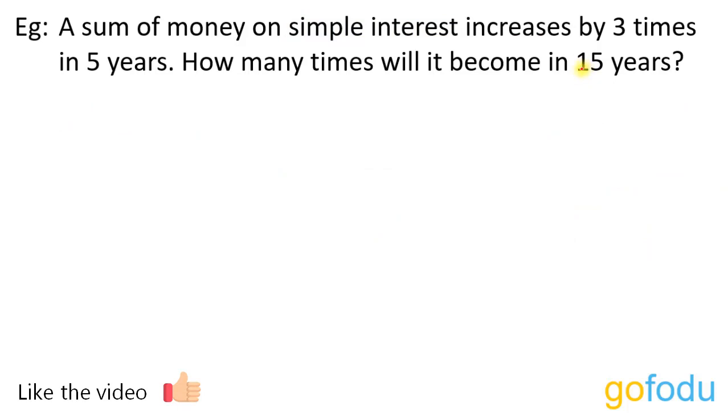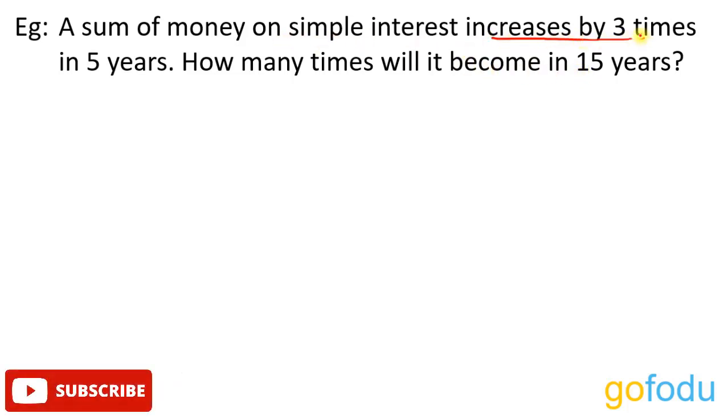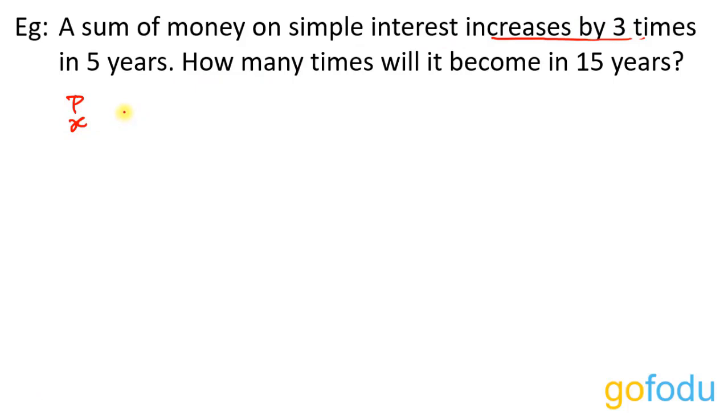Pause and give it a try. Alright, so sum of money increases by 3 times. If the initial sum is x rupees, then there is an increment of 3x. Increases by 3 times means there is an increment of 3x and the final amount becomes x plus 3x, 4x. When sum of money becomes 3 times, the amount becomes 3x. When it increases by 3 times, the amount becomes 4x.